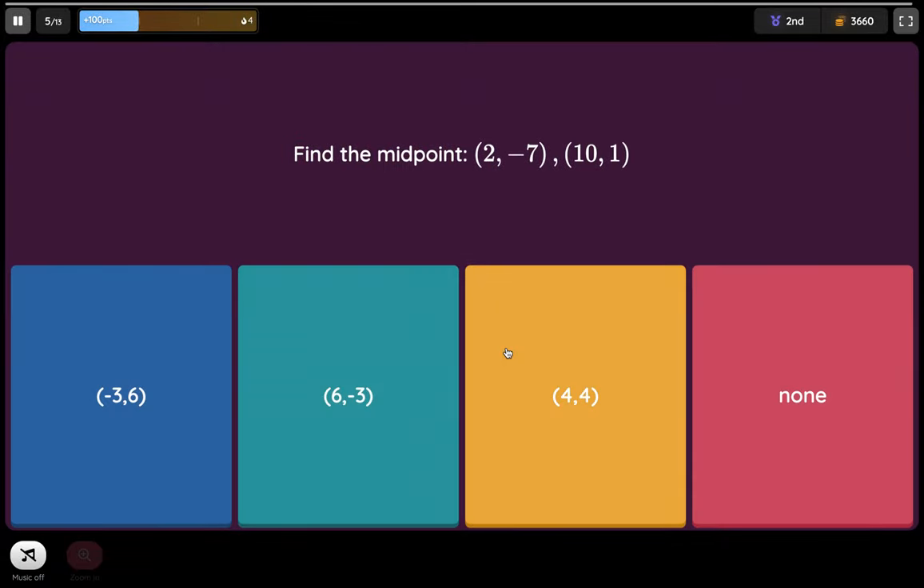Find the midpoint 2, negative 7 and 10, 1. 2 plus 10, 12, 12 divided by 2, 6. Negative 7 plus 1, negative 6 divided by 2, negative 3.